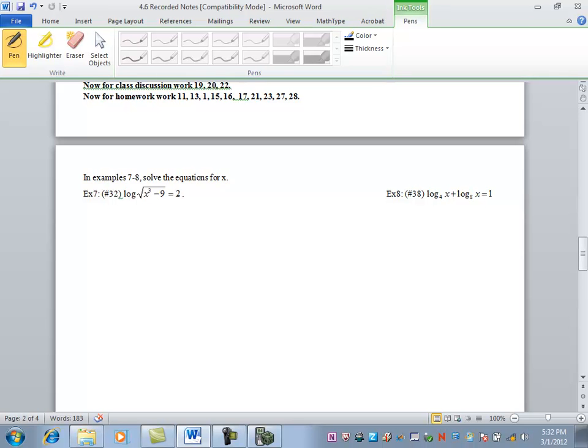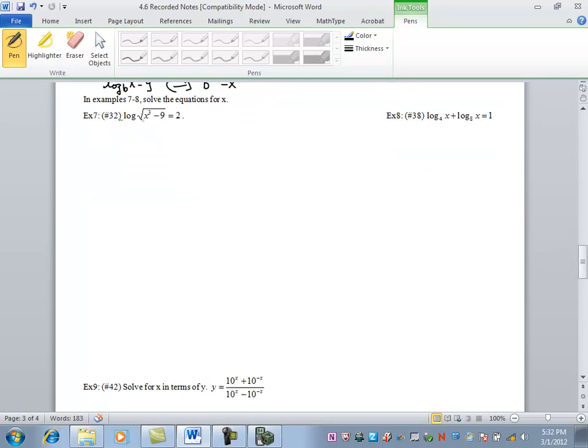This might be a good time to remind ourselves that if we have log base b of x equal y, this means that b to the y equals x. So we take a look at what we've got here. My base is 10, so I've got 10 to the second equals the square root of x cubed minus 9. Now we know that 10 to the second, of course, is 100, and this equals the square root of x cubed minus 9.